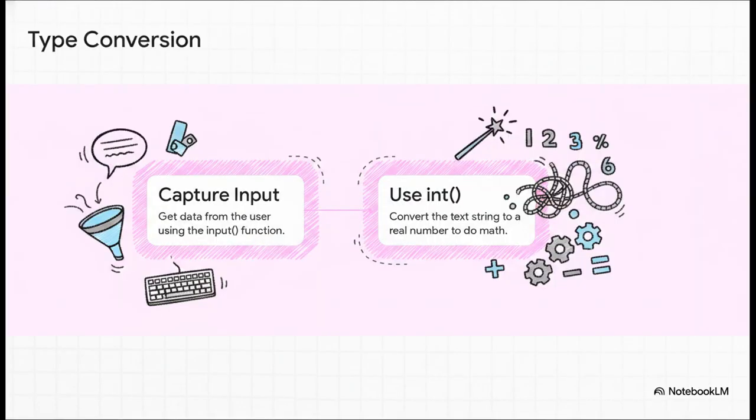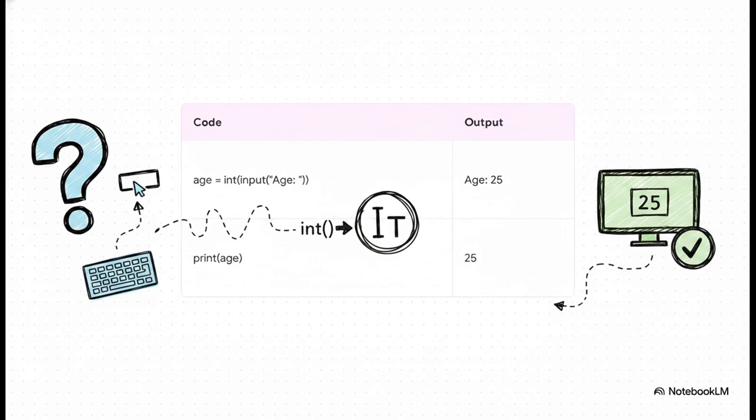Luckily, there's a really simple two-step fix to get around this string trap. Step 1, which we already know, is just capturing the user's input. But step 2, that's where the magic happens. We use a handy new tool called int, which stands for integer. We wrap our input in int to perform what's called a type conversion. This explicitly tells Python, hey, I know this looks like text, but I need you to convert it into a real, actual mathematical number. So let's look at how this plays out in code.